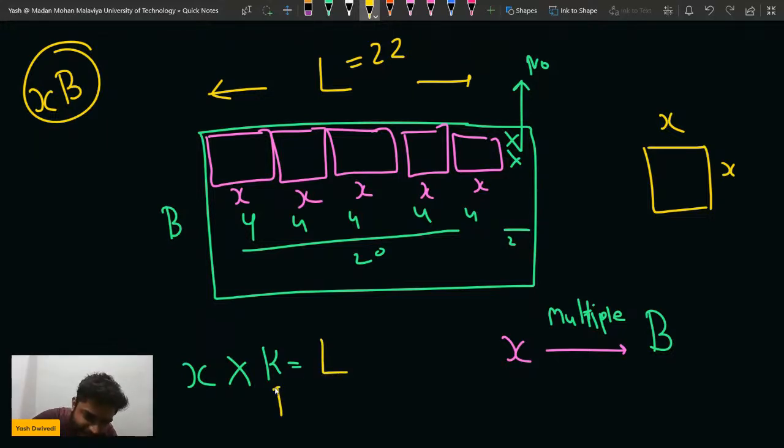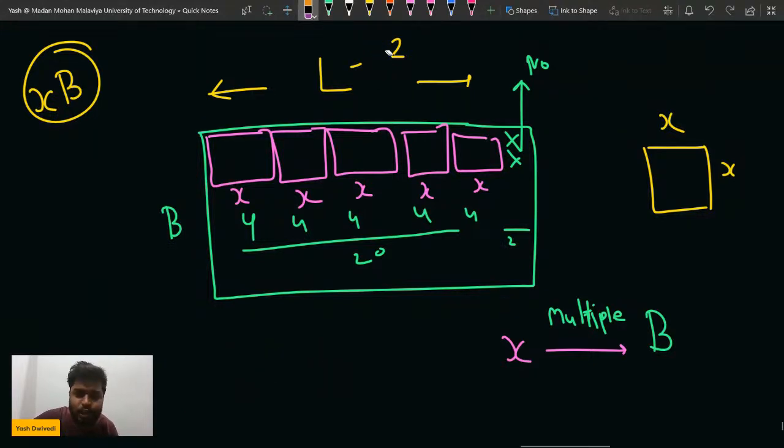So basically if I'm choosing k number of blocks, and one block length is x, then x into k should be equal to L. Is that clear to everyone, guys? x into k should be equal to L. So indirectly I can say that x should also be a multiple of k. Are you getting my point? That x should be a multiple of k, because x should be able to do what?